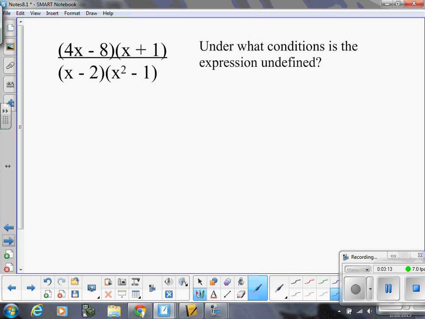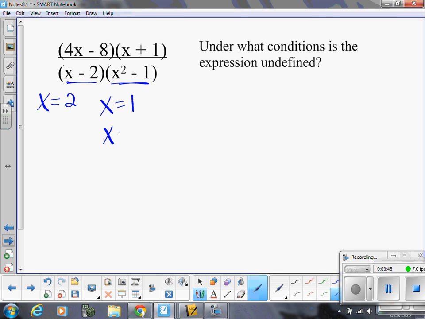All right, look at this expression here. See if you can tell me what would make this and this 0. 2 and 1. So if I say x is equal to 2, is that one of the numbers that make it undefined? Okay. What about this one over here? What makes x squared minus 1 undefined? 1. If I plug in a 1, 1 squared is 1, and 1 minus 1 is 0.